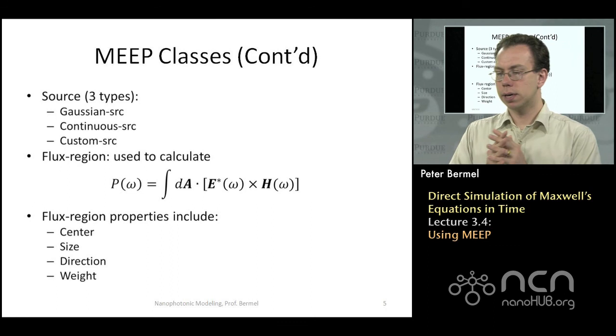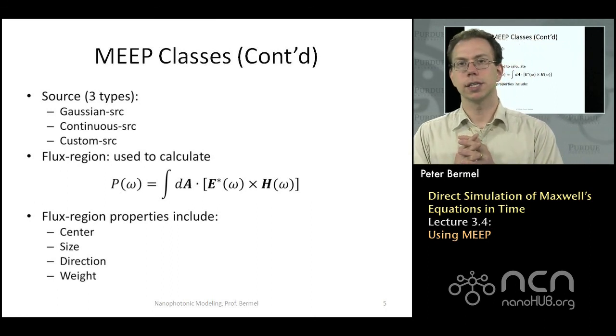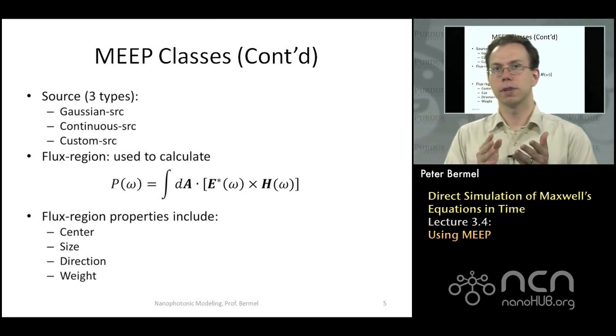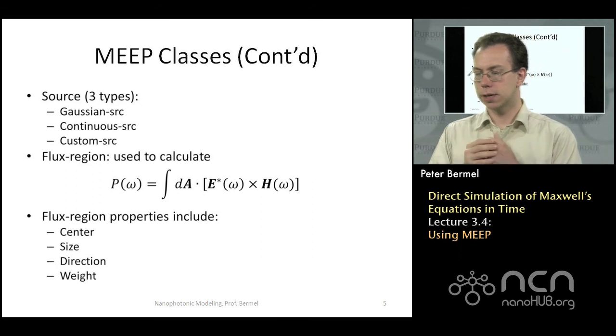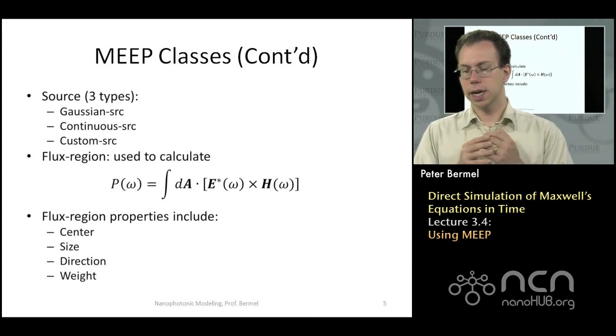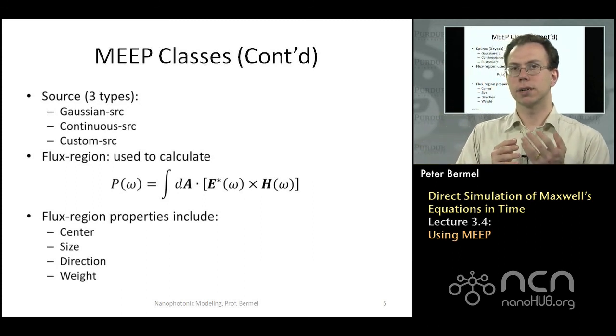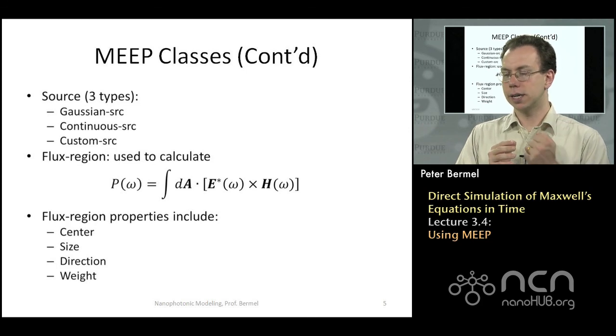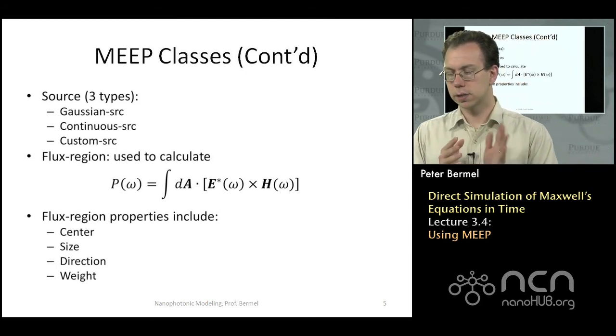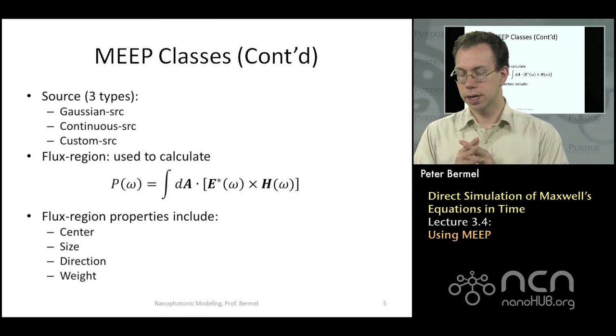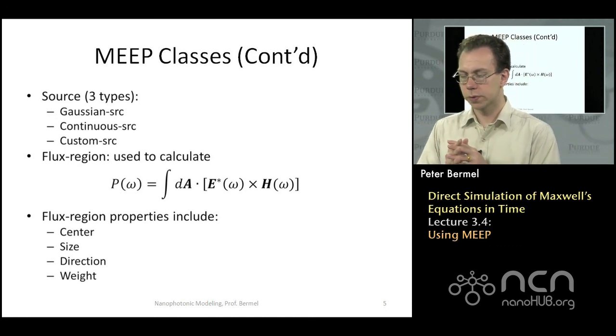The second type is the continuous source, which basically acts like a continuous wave laser or something. And then finally, there's a custom source in which you would have a custom specified time dependence of the source, right? And so that's in case the Gaussian or continuous source doesn't work for you.